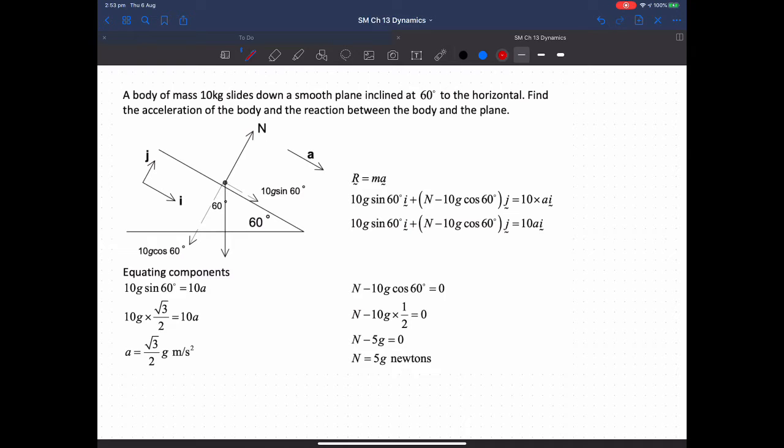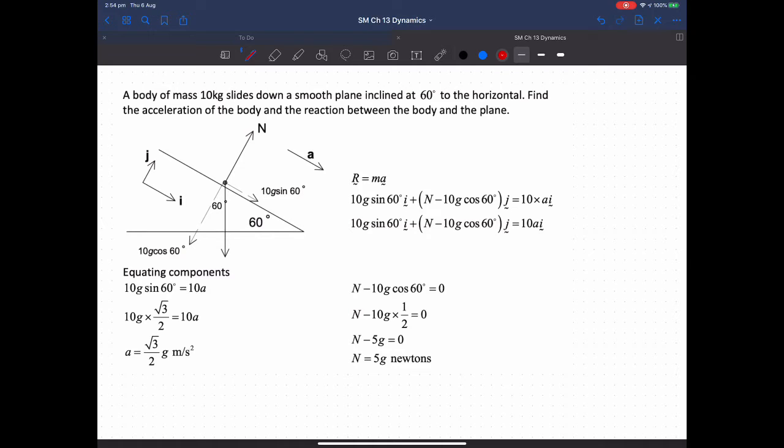This is our first example where we're looking at a question that involves a slope. So you're going to have to be a little bit careful when you draw your diagram to realise what is going on. A body of mass 10 kilograms slides down a smooth plane. Now we know that it's a smooth plane, so we know this question's not going to involve friction. I'm going to draw the diagram so you can see what I'm doing and why.